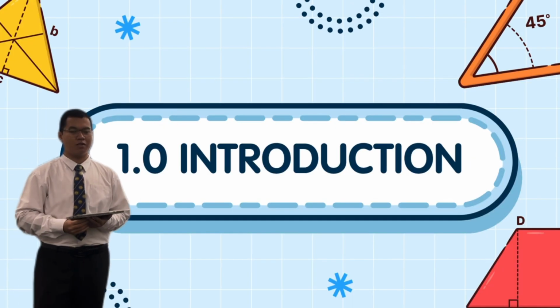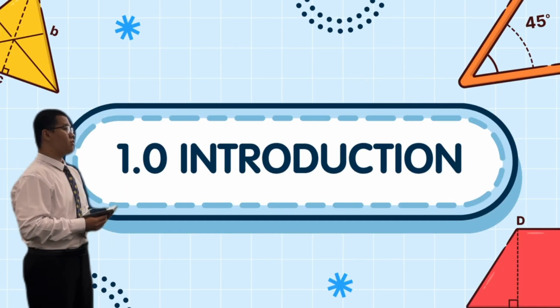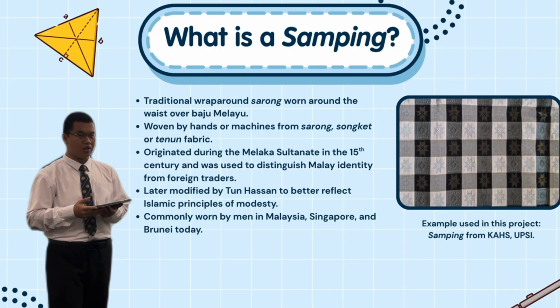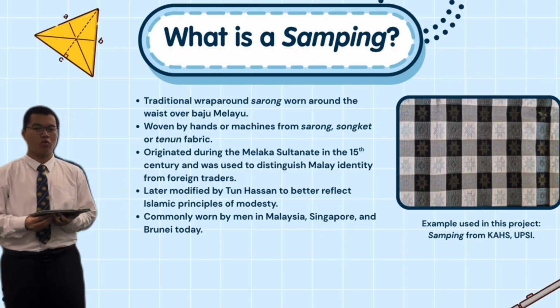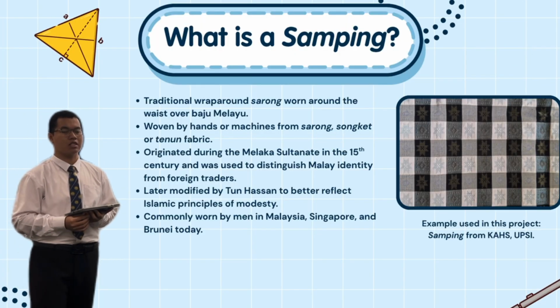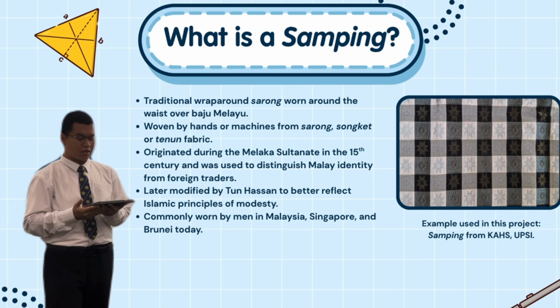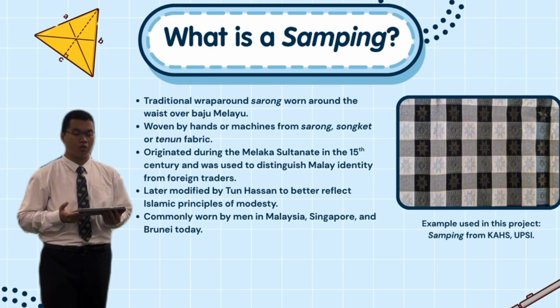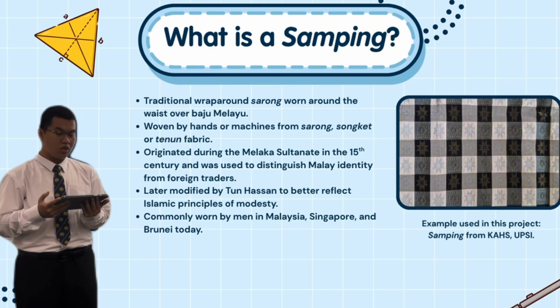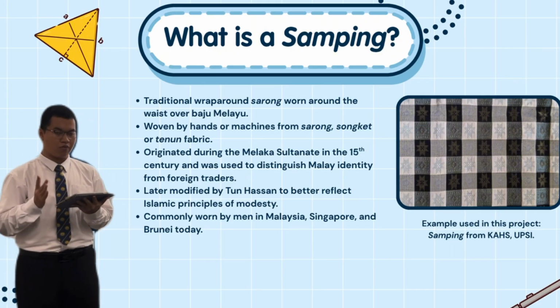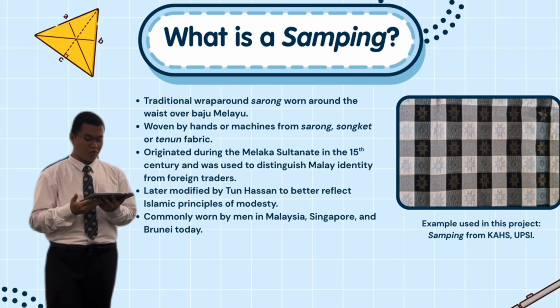Alright, so my name is Isul and I will proceed with the first part, which is the introduction. The theme we chose for this assignment is tenun, and the object that we chose is kain samping. So what is the samping? Samping is a traditional wrap-around sarung worn around the waist over baju Melayu. It is woven by hands or machines from sarung, songket, or tenun fabric.